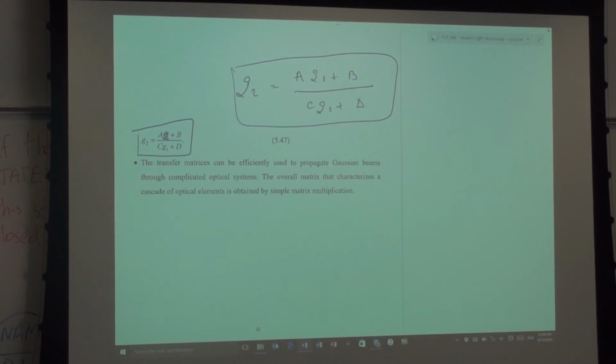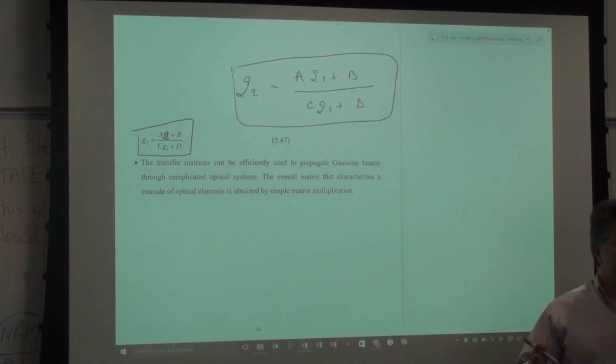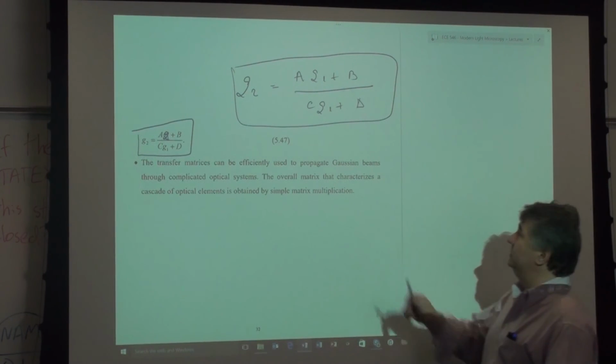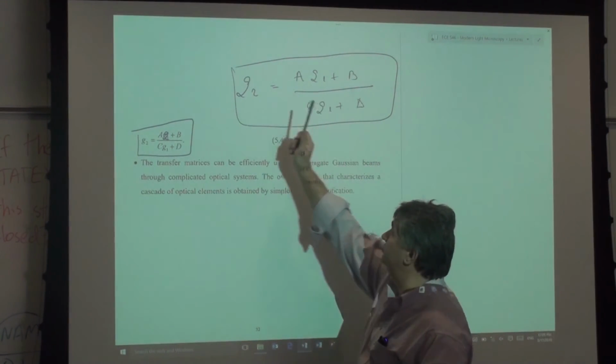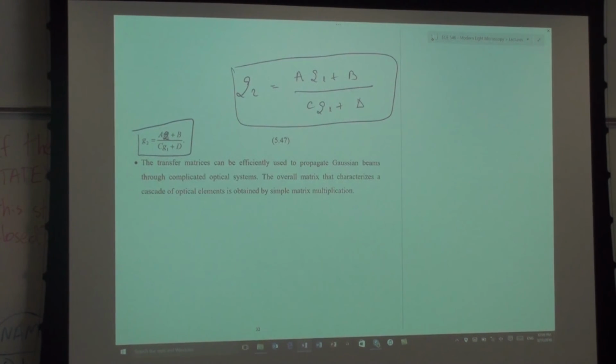Do you see the power of this result? Because now you can throw in an indefinite number of lenses, surfaces, distances. So you multiply all the matrices in the proper order, and then at the end you just do this. It will give you automatically the beam out. Cool?